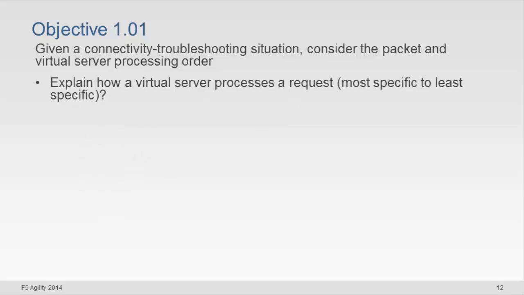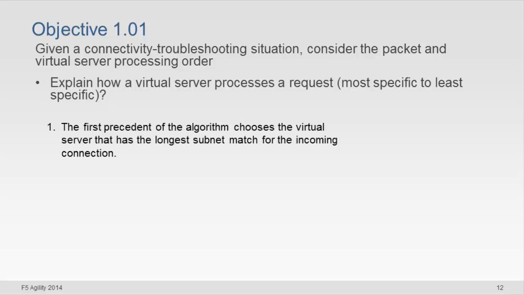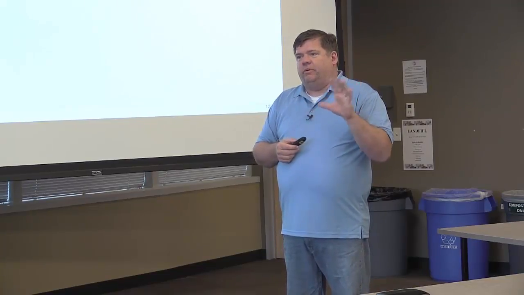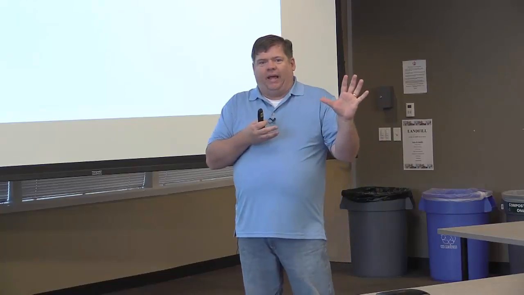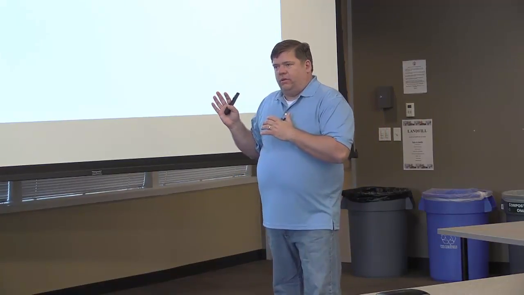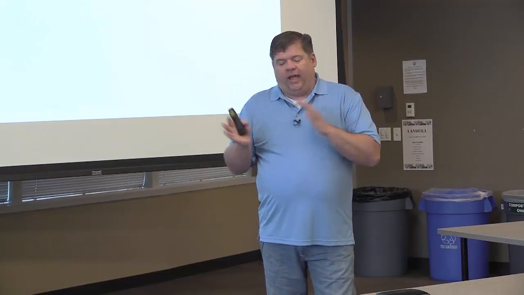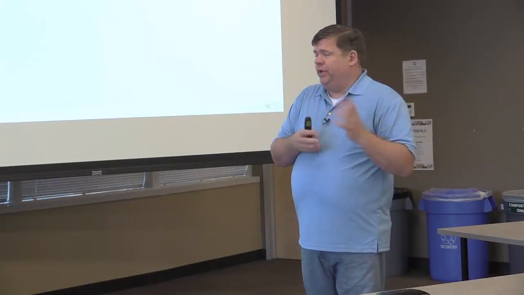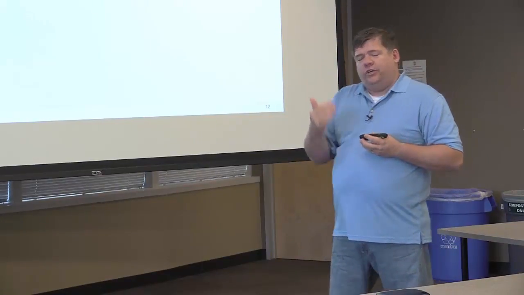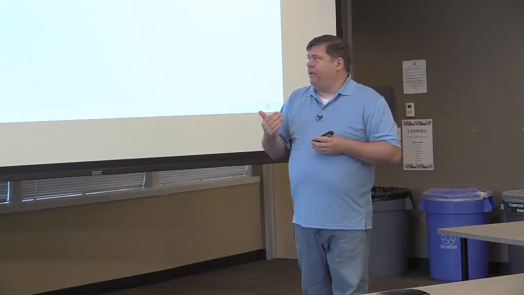Our next objective for 101 is going to be explaining how a virtual server processes a request from most specific to least specific. That sounds pretty simple because yesterday we had this discussion around, if you were given a route table example, which route would win for the destination path. The conversation around how that works is usually that the most specific path wins. In this case, when we're talking about virtual server processing, we may have hundreds of virtual servers configured on our F5 BIG-IP platform.